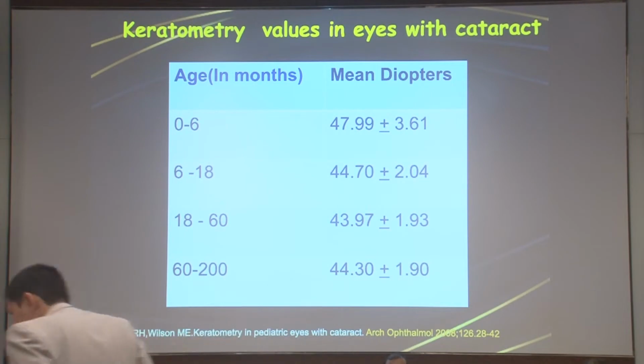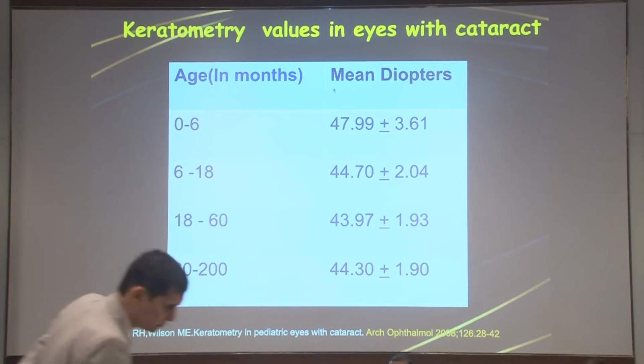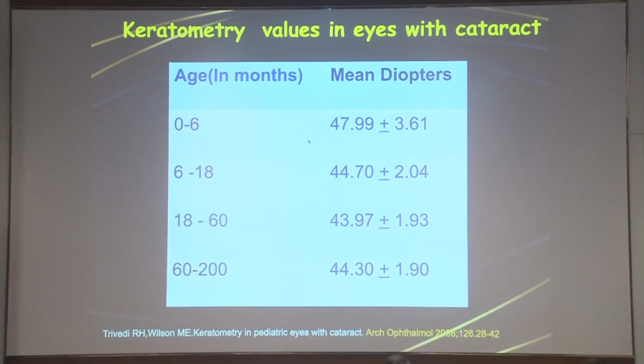If you want a rough, brief idea of the keratometry with age, this is the normative database, and typically the cornea is very steep when the child is born and tends to flatten out as the child grows.